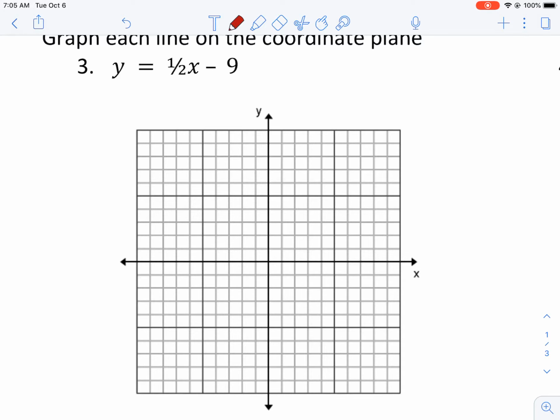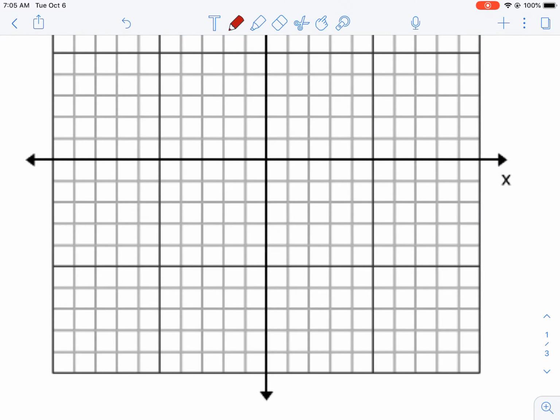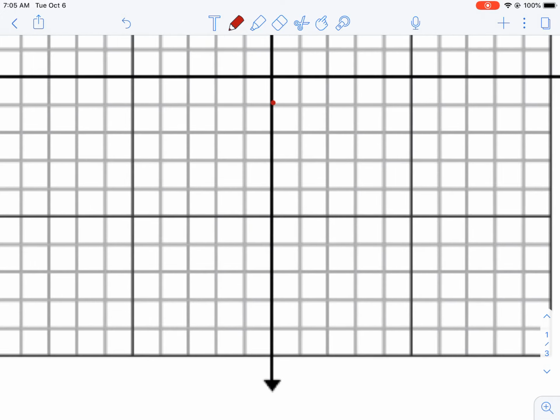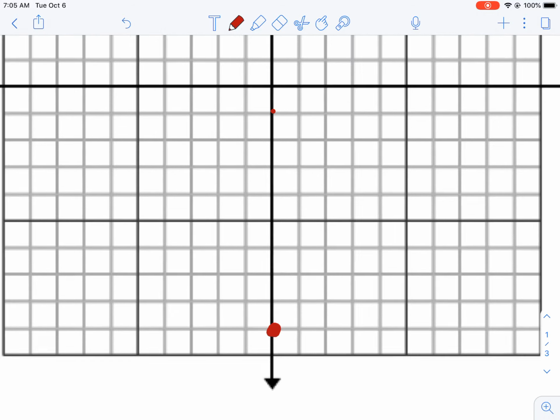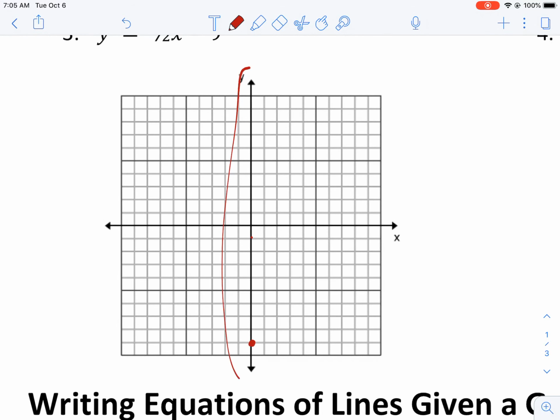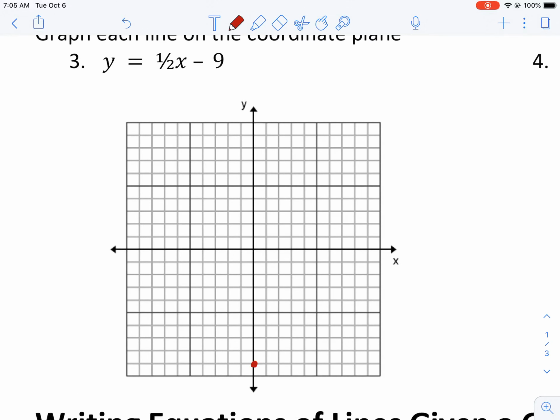So if we were to graph this line right here, 1/2 x minus 9, we're going to count down 9 and put a point there. This is the y-axis, okay? The one that goes up and down. You can see the y up here. So that means that your starting point, your y-intercept, is going to be on that value.